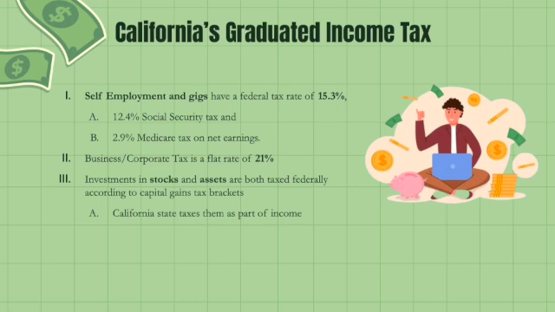And then the second source of income that needs to be taxed differently is business or corporate tax, which is just a flat rate across America of 21%. It will have additions depending on regions, but it varies a lot. The general concept is that it's 21%.